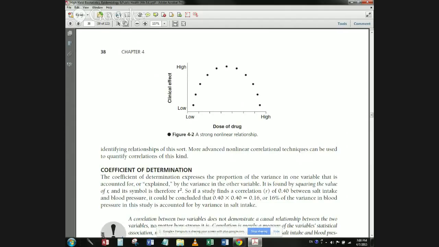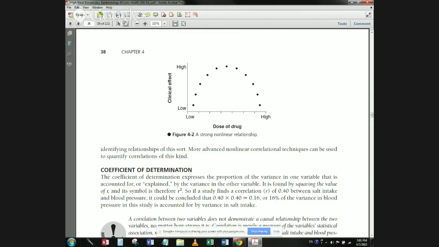So if a study finds a correlation r of 0.40 between salt intake and blood pressure, it could be concluded that 0.40 times 0.40 is equal to 0.16, or 16% of the variance in blood pressure in this study is accounted for by variance in salt intake.